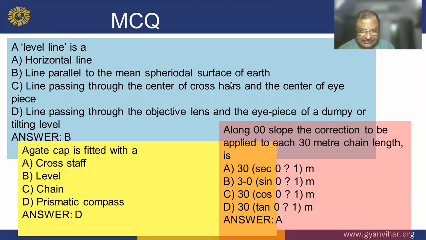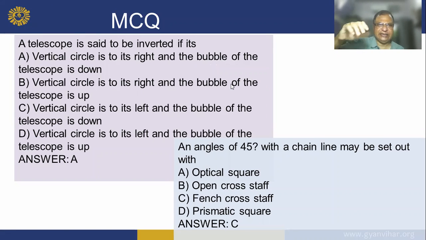A gate cap is fitted with which one? Answer D, prismatic compass. Correct? It will be fitted with the prismatic compass. A slope correction to apply to a 30-meter chain length. What is the answer? Answer A, 30.01. Now a telescope is set inverted. If so, what does it mean? Answer A, vertical circle is to its right and the bubble of the telescope is down.